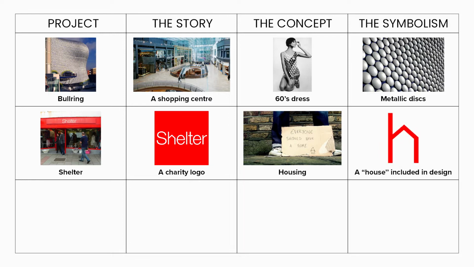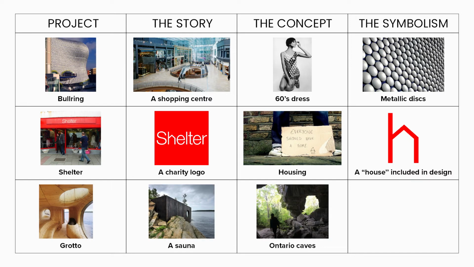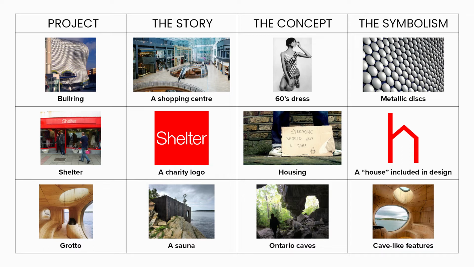The Grotto Sauna, of course, on the surface is just a sauna. The concept is those beautiful Ontario caves surrounding the landscape, and the symbolism is shown through the circular windows, the timber that has been clad around in organic curved forms, and the general atmosphere in there that really represents those caves.